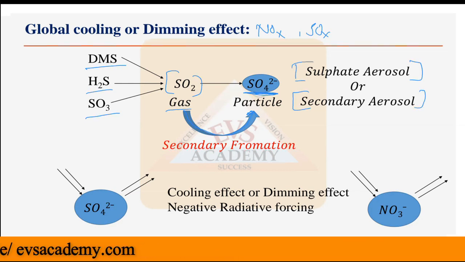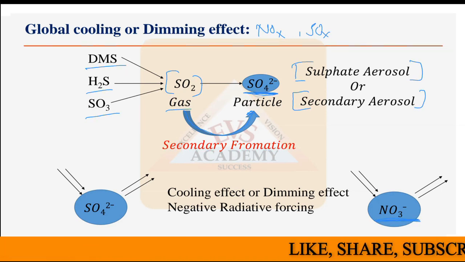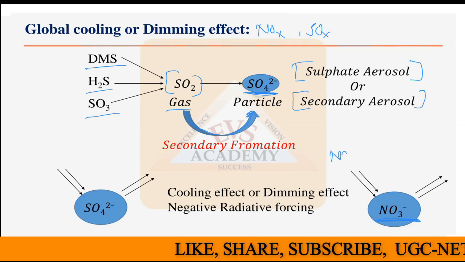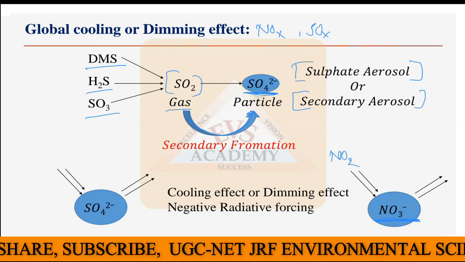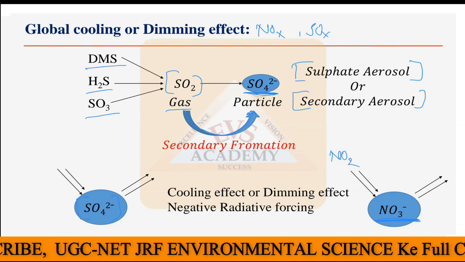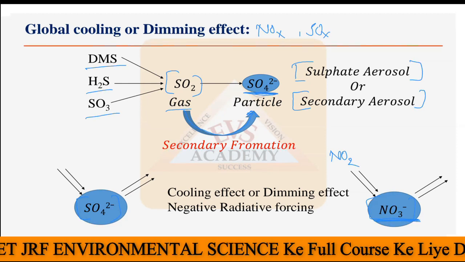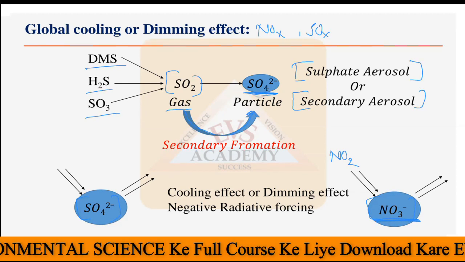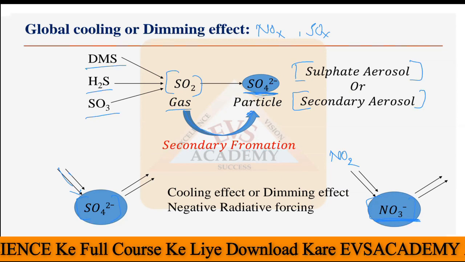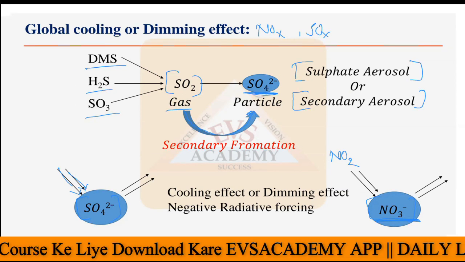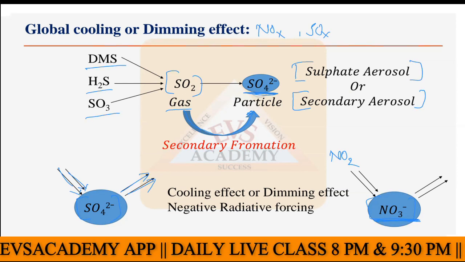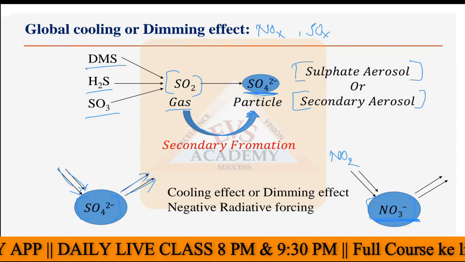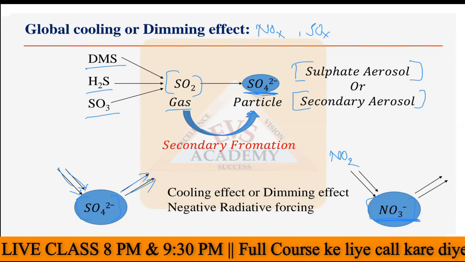Similarly, we have the nitrate aerosol or secondary aerosol, that is the NO3 minus, that is formed by the NO2 gas or NO gas. Both SO4 2 minus and NO3 minus are good reflectants of the solar radiation. The radiation which is coming to the Earth's surface is absorbed by these particles and again sent back into space. So there is a huge loss of energy to the Earth, and this is leading to the global cooling effect, not the global warming effect.